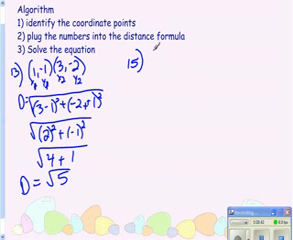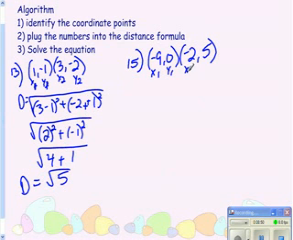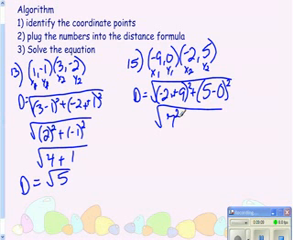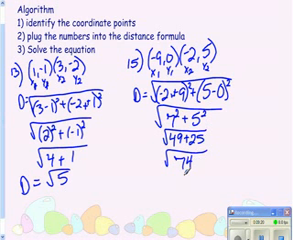Number 15. We have negative 9, 0, and negative 2, 5. That's x1, y1, x2, y2. So x2 is negative 2, minus x1 is negative 9, squared, plus y2 is 5, minus y1 is 0, squared. Negative negative becomes positive. Negative 2 plus 9 is 7, squared. 5 minus 0 is 5, squared. 7 squared is 49, 5 squared is 25, and that should give me 74. I know that's 2 times 37. 37's a prime number, so not going to go anywhere. So distance equals the square root of 74.